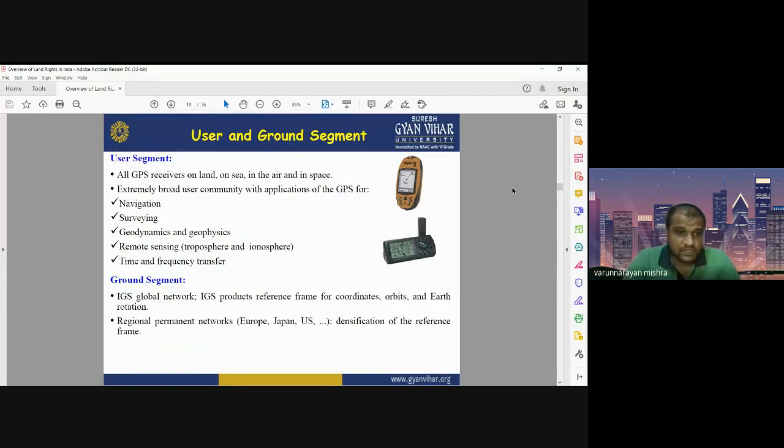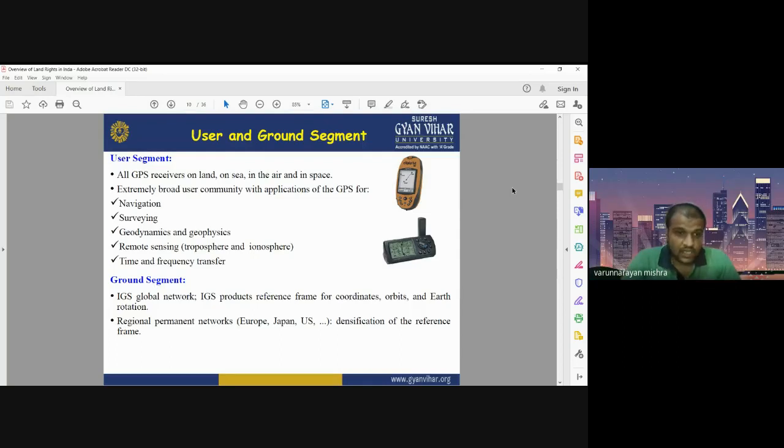We are using GPS receivers on land, we can use the GPS receivers on sea, in air, and in any place on the earth. So the broader user community of GPS receivers is for navigation purpose, for surveying, for geodynamics, in geophysics. We can also use it for remote sensing applications to study the tropospheric and ionospheric condition and time and frequency transfer. So user segment includes the GPS receiver, whatever we use in our daily life, or we can use it for different surveying and navigation purpose.